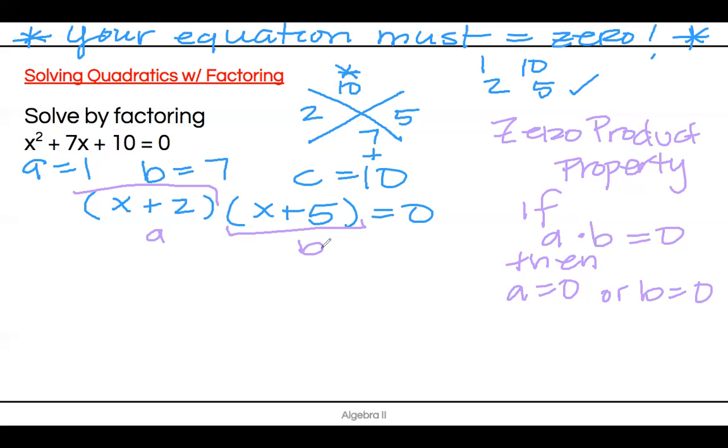So from there, I can write two equations. My first equation is going to say x plus 2 is equal to 0 because that's A, or x plus 5 is equal to 0. So do we understand how I got those two equations?